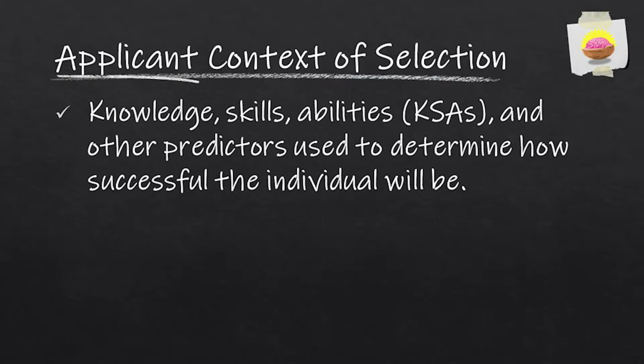Finally, we have the applicant context of selection. This is when we look at the knowledge, skills, and abilities, often called the KSAs, and other predictors used to determine how successful an individual will likely be in that job. So in other words, okay, we understand the context of the job. We understand what's necessary and what is going to be a good predictor of success. We now need to measure how well a job candidate has those attributes. Yeah, we get what the organization needs. Yes, we understand what the stress of the job is. But do you have what it takes? That's what we need to measure.